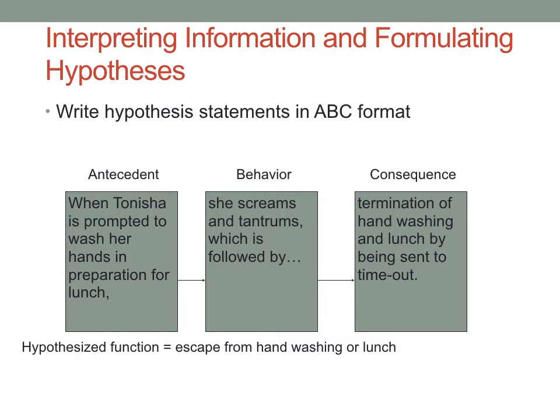For example, when this person is prompted to wash their hands in preparation for lunch, that's the antecedent. This behavior will happen and the consequence is this. So you have to have it in order. And then if you can find out the hypothesized function, which is to escape from hand washing or lunch, then it will be perfect. So A, B, C, and possible function in one statement, that would be the best hypothesis.